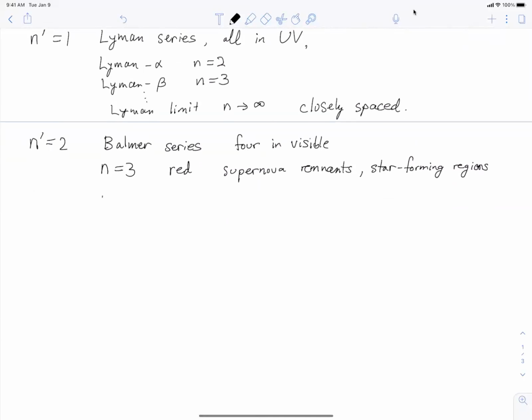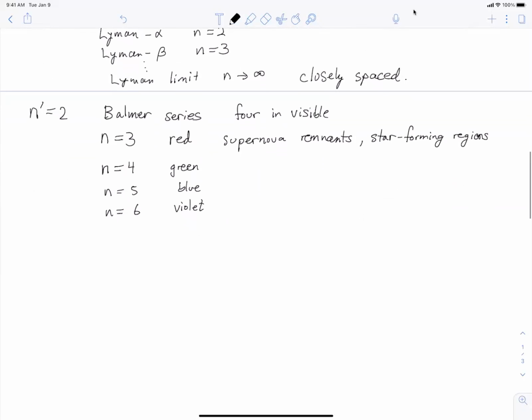Okay, and then if you're going from n equals 4, that turns out to be sort of greenish. n equals 5 is bluish. n equals 6 is violet. Okay, and then you run out of luck and they're in the ultraviolet for all the larger ones. So these are in the ultraviolet.